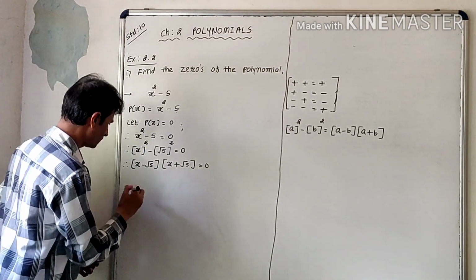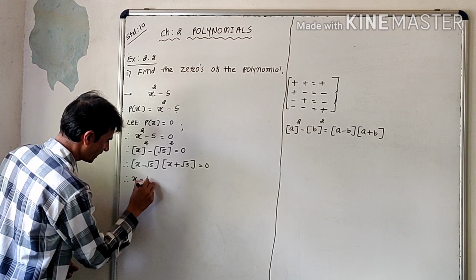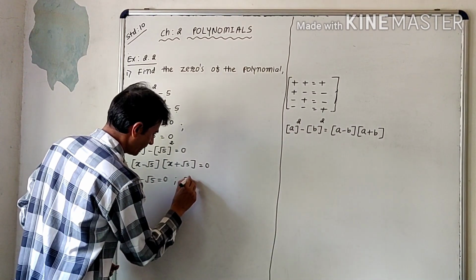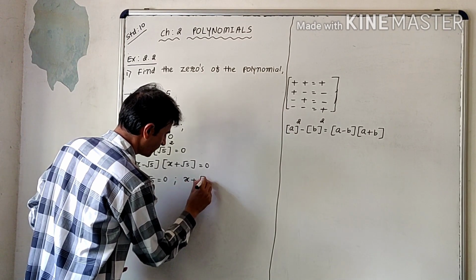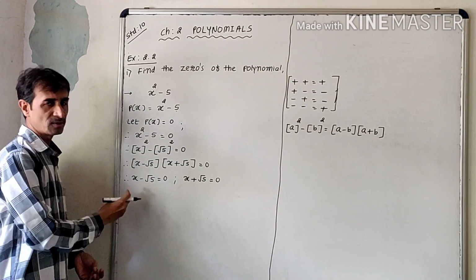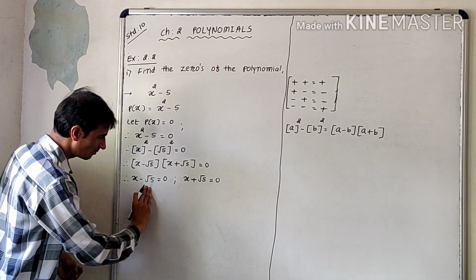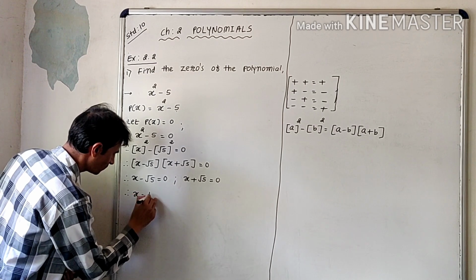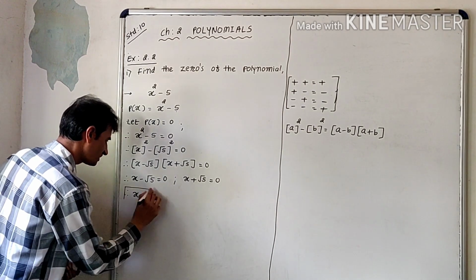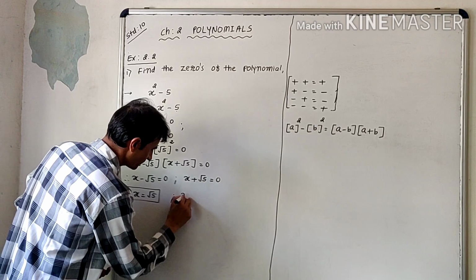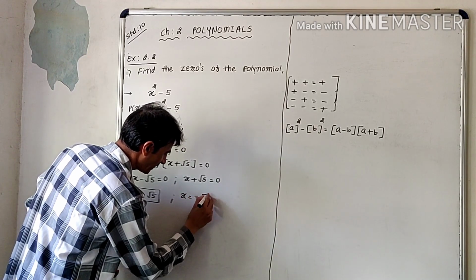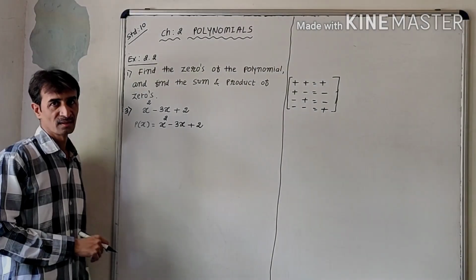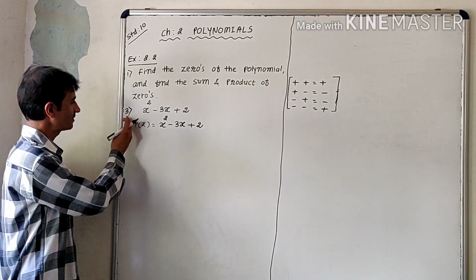I want to separate the 0. That means x minus under root 5 is equal to 0 and the second time x plus under root 5 is equal to 0. I want to make x the subject, which means minus under root 5 goes to that side and the sign will be changed. Here x is equal to under root 5, this is my first zero, and now x is equal to minus under root 5, this is the second zero. Okay, and this is sum number 3.